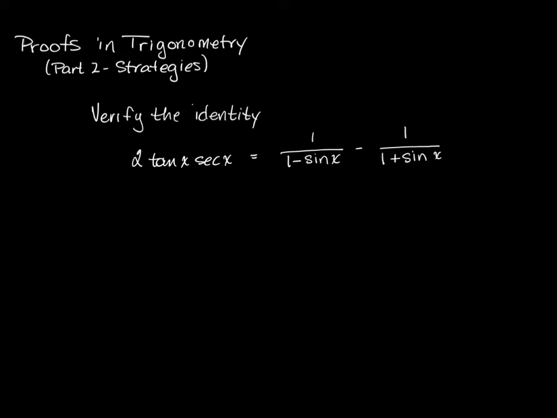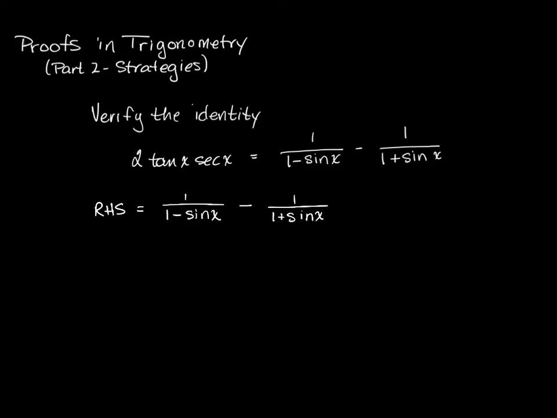As I said, it's the right-hand side that I want to change by introducing a difference of squares. So I'm going to start my proof by saying the right-hand side is equal to 1 over 1 minus the sine of x minus 1 over 1 plus the sine of x. Again, I have not done anything to the right-hand side yet.